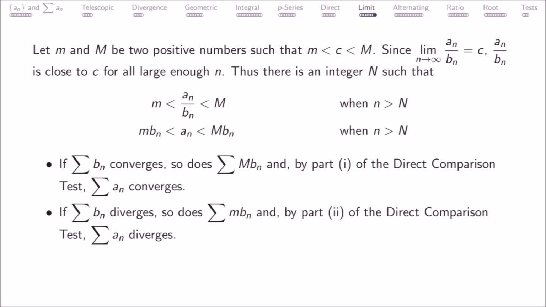Thus there is an integer big N such that we have the following. If series Bn converges, so does series big M Bn, and by part 1 of the direct comparison test, series An converges. If series Bn diverges, so does series little m Bn, and by part 2 of the direct comparison test, series An diverges.